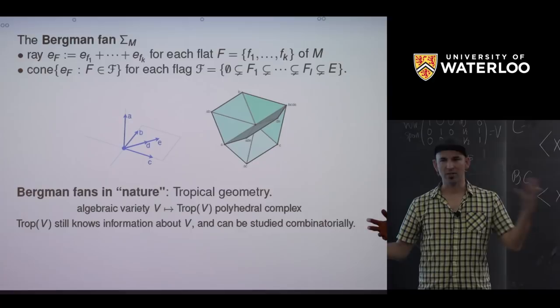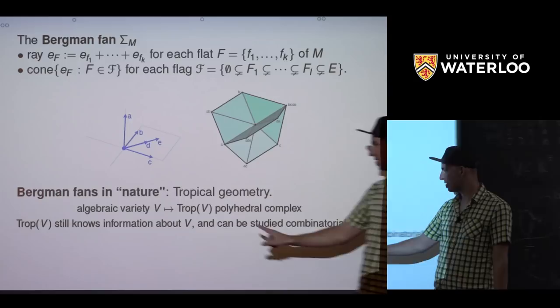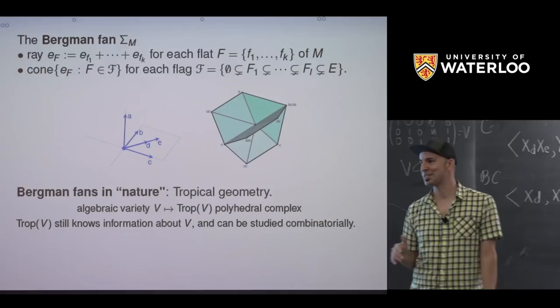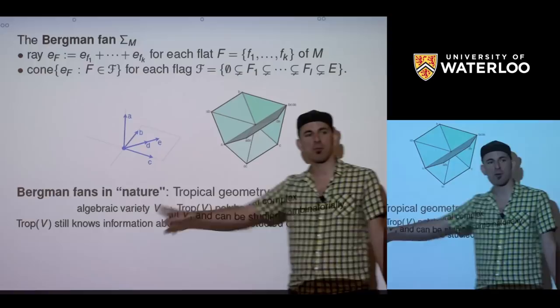The nice thing about this is that this polyhedral complex still knows some things about the variety. But it's polyhedral, which means that I like to think about it more. I'm a little bit scared of algebraic varieties. But this is a nice dictionary that says, oh, I can think about algebraic varieties by tropicalizing them and try to see if I can understand some things here. Okay?